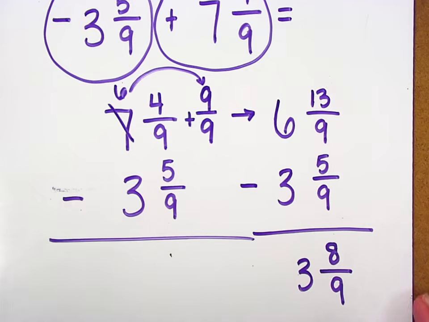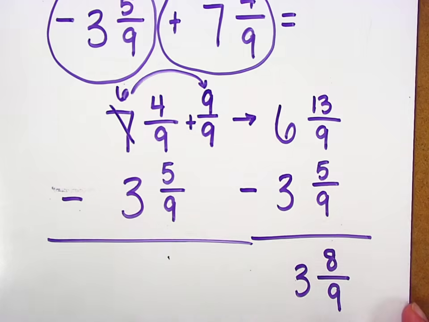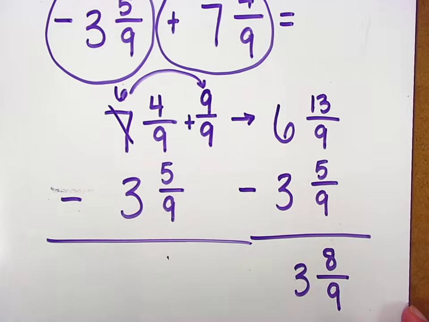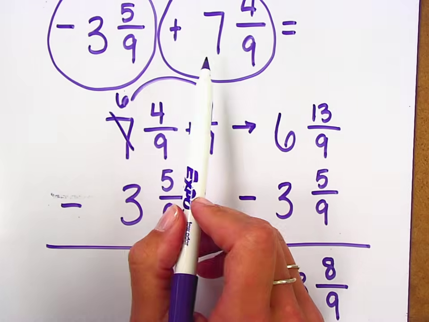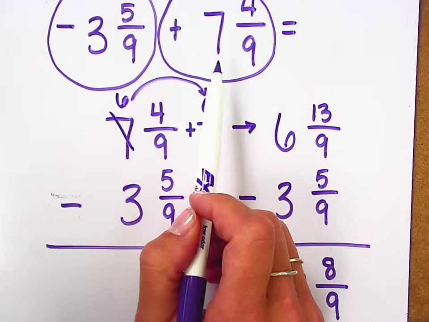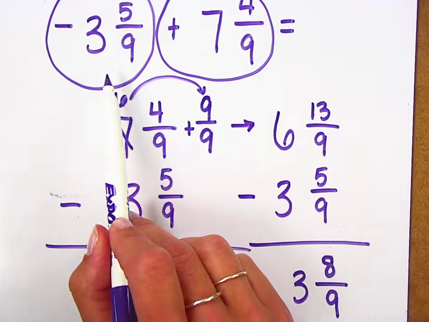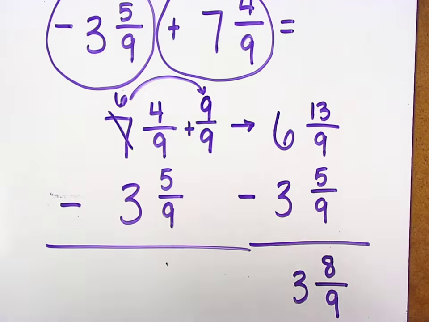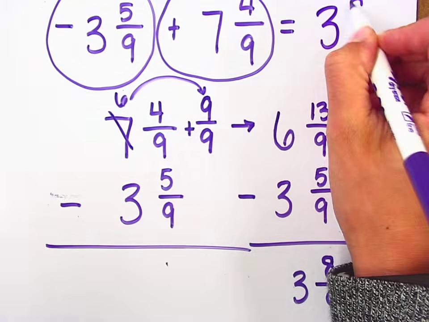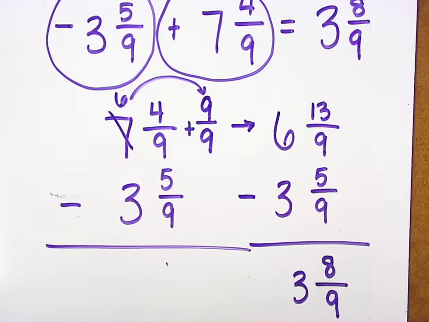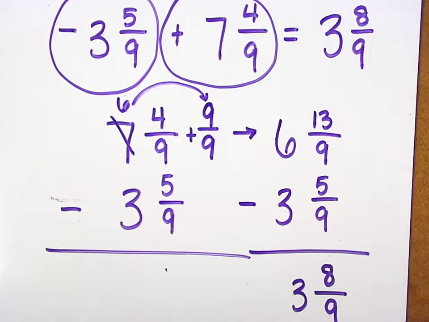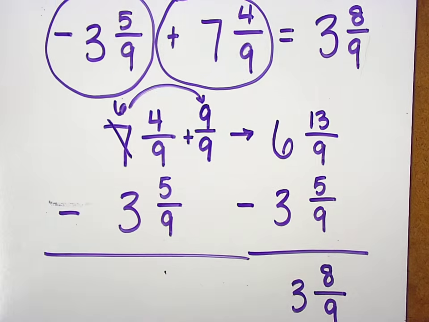Again, we need to go back and take a look at our original problem and think about, should my answer be positive or negative? In this case, I can see that the absolute value of my positive fraction is greater than the absolute value of my negative fraction. Therefore, my answer should be positive. So negative 3 5/9 plus 7 4/9 is equal to 3 8/9.